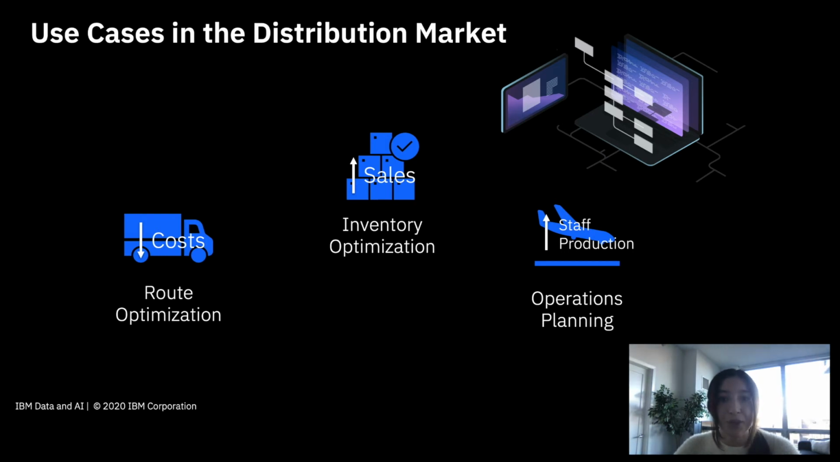And these are just a few of the use cases that we have, but there are many more in the distribution market and also in every industry as well. So now that we have a good idea of why decision optimization is useful, Love is going to conclude by discussing how you can operationalize decision optimization in an enterprise.